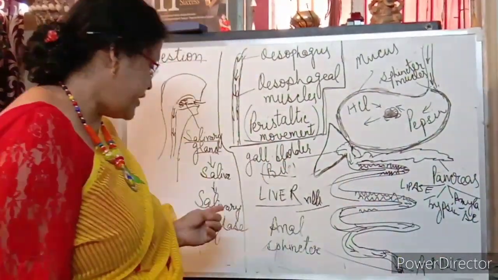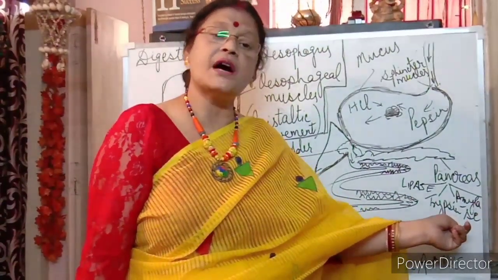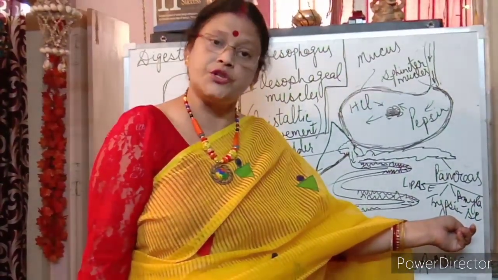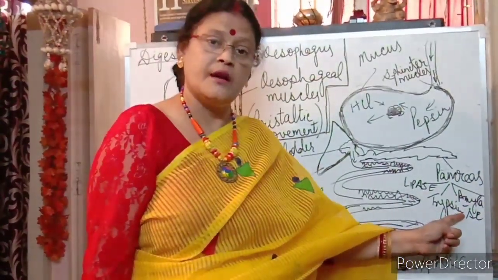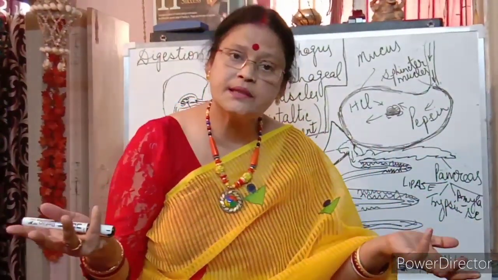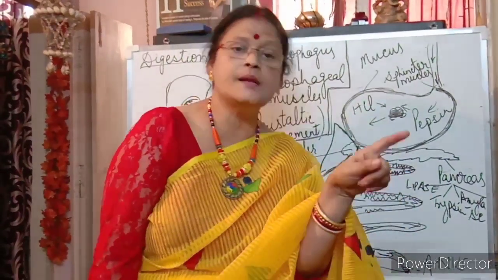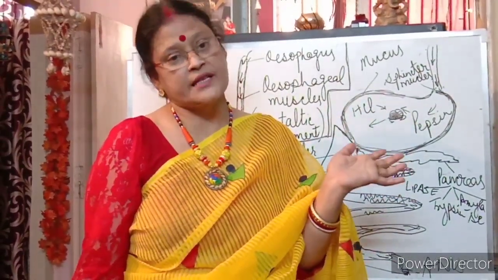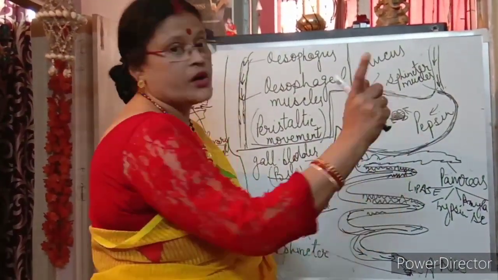Amylase, already we have studied salivary amylase. Here amylase has the same function, that is conversion of starch into sugar. Trypsin means we are talking about protein. Pepsin, trypsin, protein. Converts the protein into amino acids. Right? Now lipase again helps in emulsification of fats. Right? Now food enters inside the small intestine.